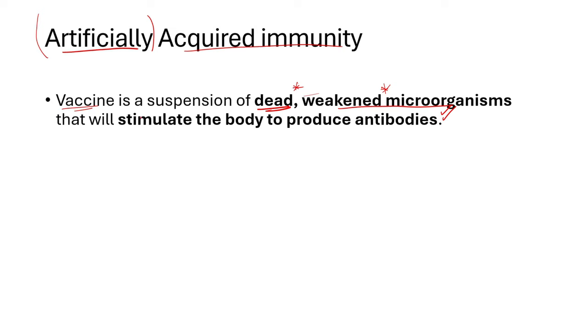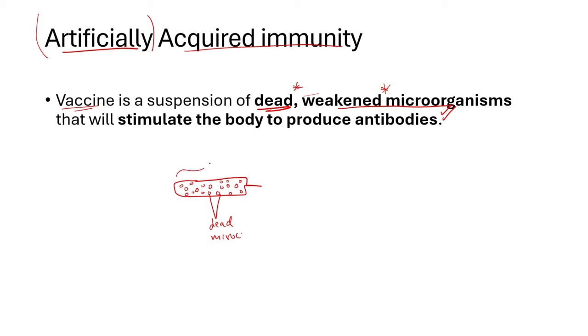So now, let us just say this is your injection that you are about to receive. This injection will have microorganisms inside. It can be virus, it can be bacteria, all those microorganisms will be in the injection, but they will be dead. They won't be alive, because they can harm you if they are alive. Remember that there are diseases caused by microorganisms, right? So these are dead microorganisms inside a vaccine.